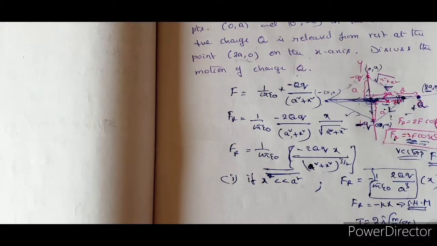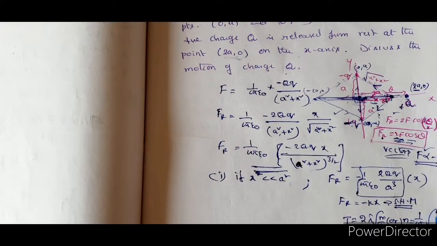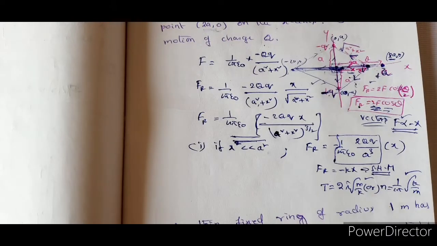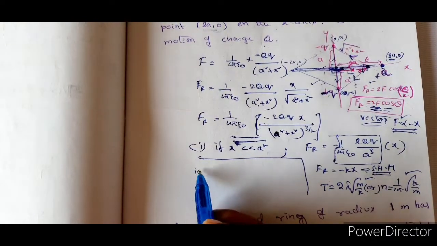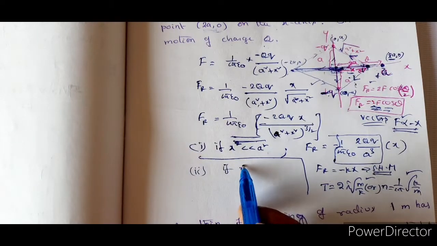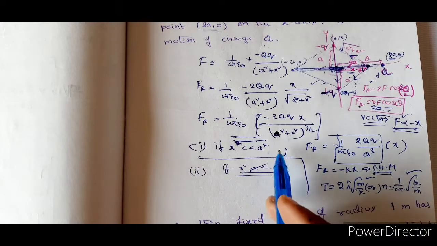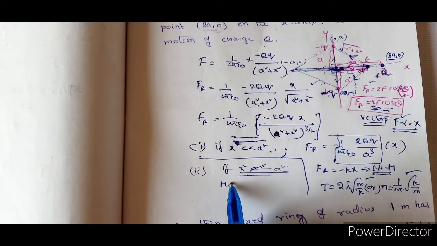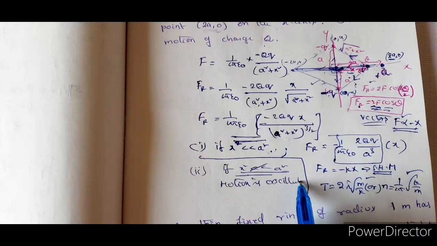Or you can also find the frequency, which is the reciprocal of this one, as 1 by 2 pi into root k by m. So depending on the problem, whichever is asked, you can find out the time period or the frequency. This is case 1. Now the other case is if x square is not far less than a square. That means the normal condition, the other way around, motion is oscillatory. Motion is oscillatory motion. Clear?